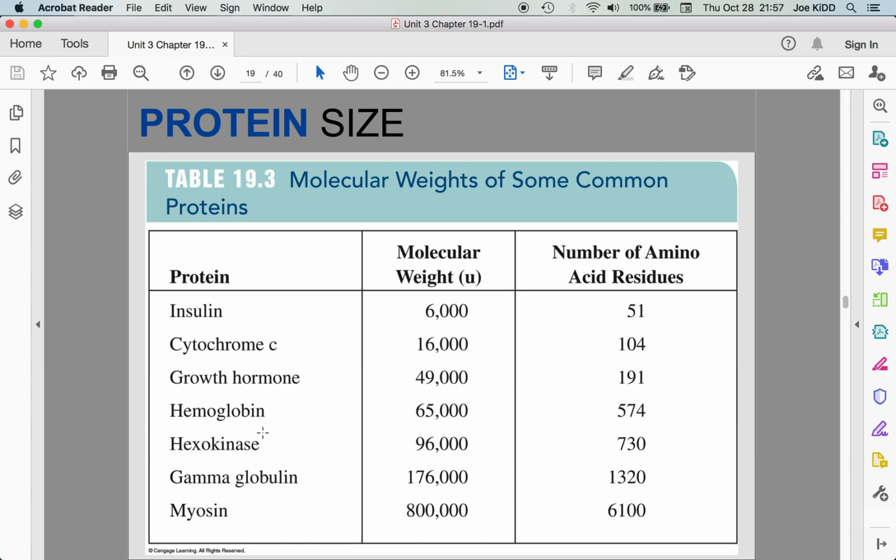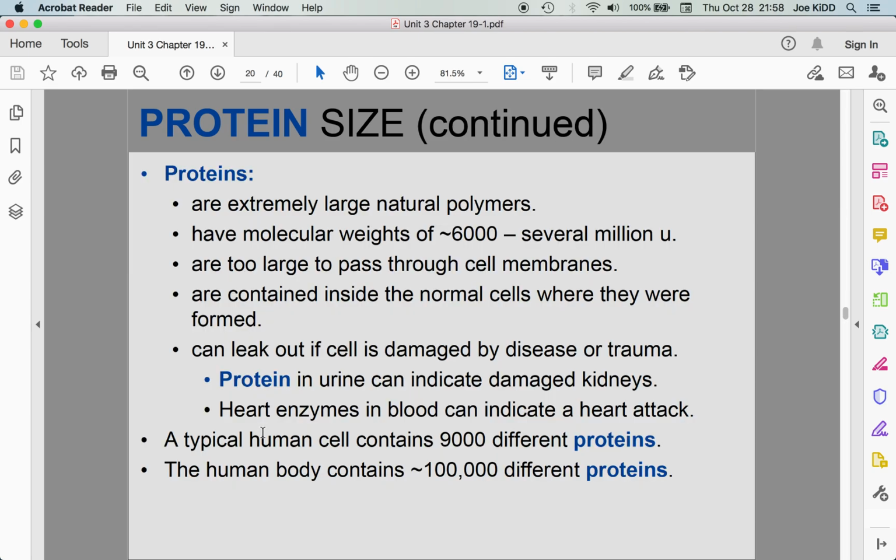So when we're looking at these in terms of their size, this starts getting kind of crazy because up until now, we've been talking about relatively small molecules. When we started getting into our macromolecules, our lipids, our carbohydrates, our proteins, now we're starting to get larger and larger numbers. So now we have molecular weights that are in the thousands to hundreds of thousands in mass. So when we're describing something as a protein, what we're saying is we have a very large natural polymer.